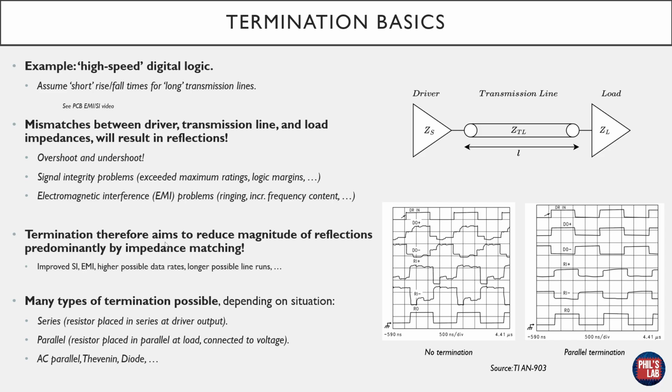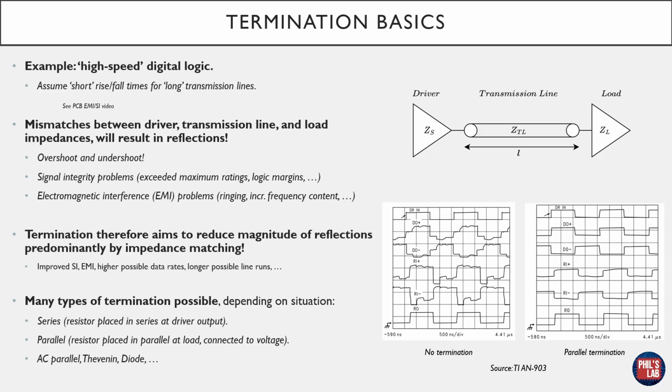Termination therefore aims to reduce the magnitude of these reflections, and this is done by impedance matching. So if, for example, our transmission line impedance isn't matched to our load impedance, we can add in termination to make sure there's a better match to reduce the reflections, and that's what termination is all about. This in turn then, with our reduced reflections, means improved signal integrity, EMI performance, which in turn leads to higher possible data rates, longer possible line runs, and so forth.